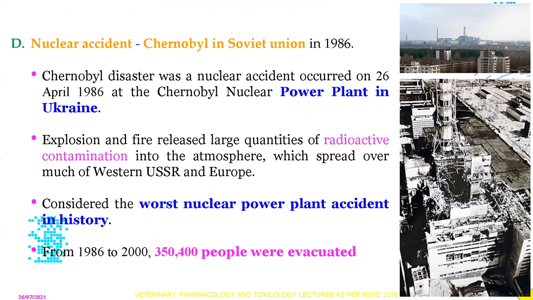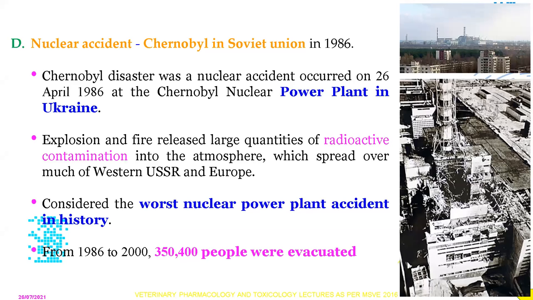Then, within another 2 years, in 1986, there was the Chernobyl episode in the Soviet Union. This is also a very big nuclear disaster after the American Pennsylvania disaster. The Chernobyl disaster was a nuclear accident that occurred on 26 April 1986 at the Chernobyl nuclear power plant in Ukraine. At that time, it was the Soviet Union, and the power plant was placed in the middle part of Russia. This explosion was caused and many people died. At that time, it was the USSR.